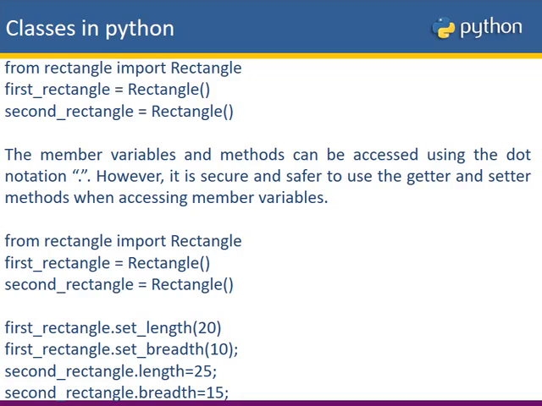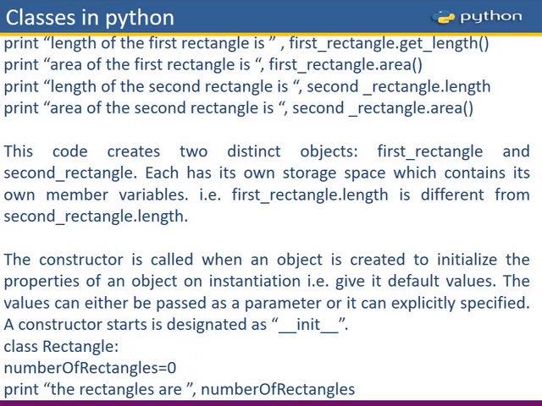So we have the first rectangle with the dot notation, which accesses the member variable and the method. First rectangle dot set_length, the same applies to the breadth as well, and second rectangle dot set_length with that of the breadth. For the output, we print the length of the first rectangle using first rectangle dot get_length, print the area of the first rectangle, and the length and area of the second rectangle.